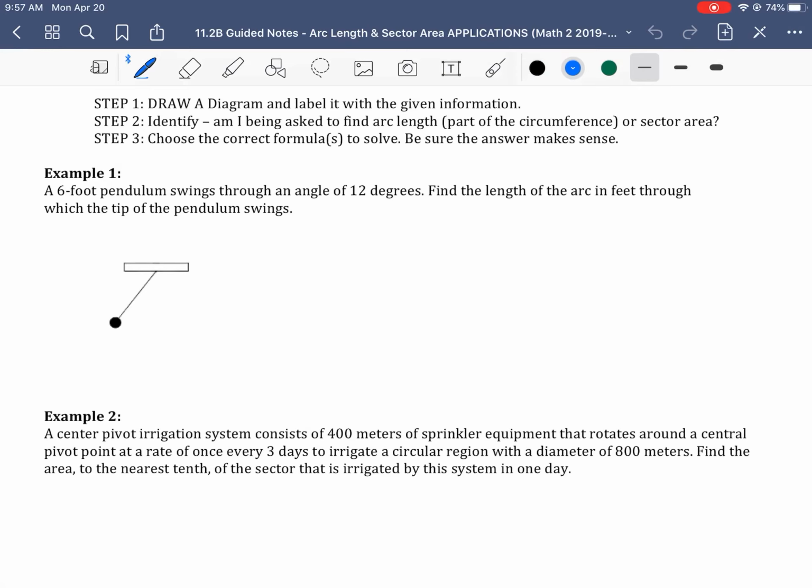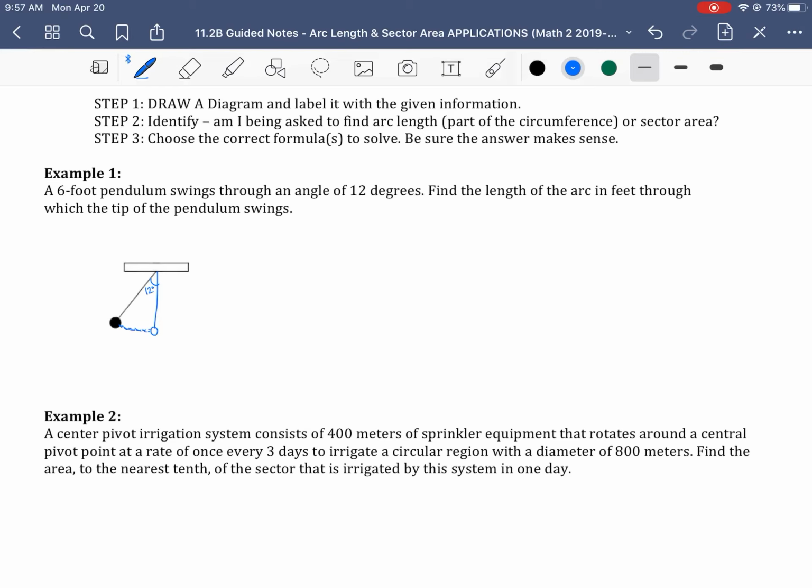Example 1 says a 6-foot pendulum, and I've given you a little diagram of what a pendulum is, in case you didn't know. It just swings back and forth. It's going to swing through an angle of 12 degrees. So again, our drawing doesn't need to be exactly accurate like those crazy trees we drew. But if this guy's going to swing right through 12 degrees, essentially he's going to be over here now, and this is like 12 degrees. Now that's much bigger, but let's call that 12 degrees. Find the length of the arc.